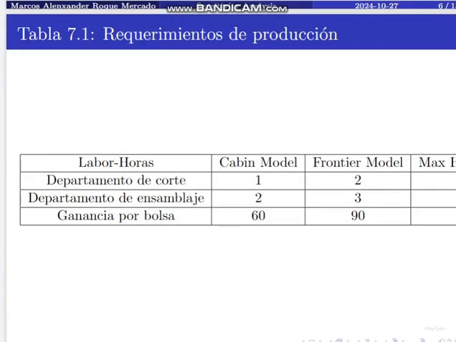7.1 Production Requirements. Here a table is presented that summarizes the production requirements in terms of labor hours for the different models of sleeping bags. The table shows the requirements of the cutting and assembly departments, as well as the profit per bag.